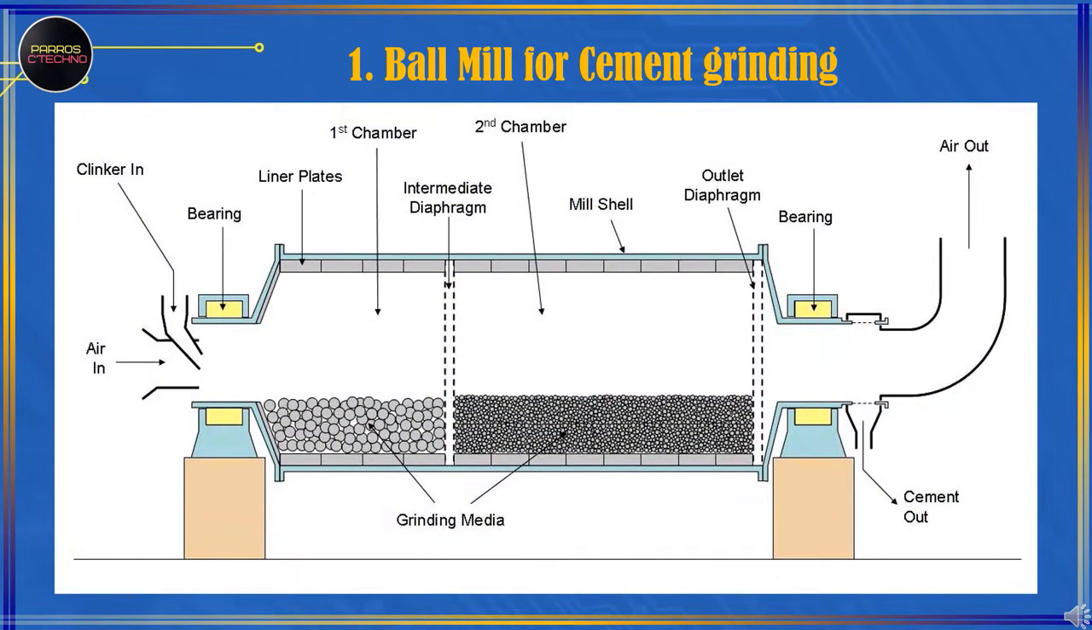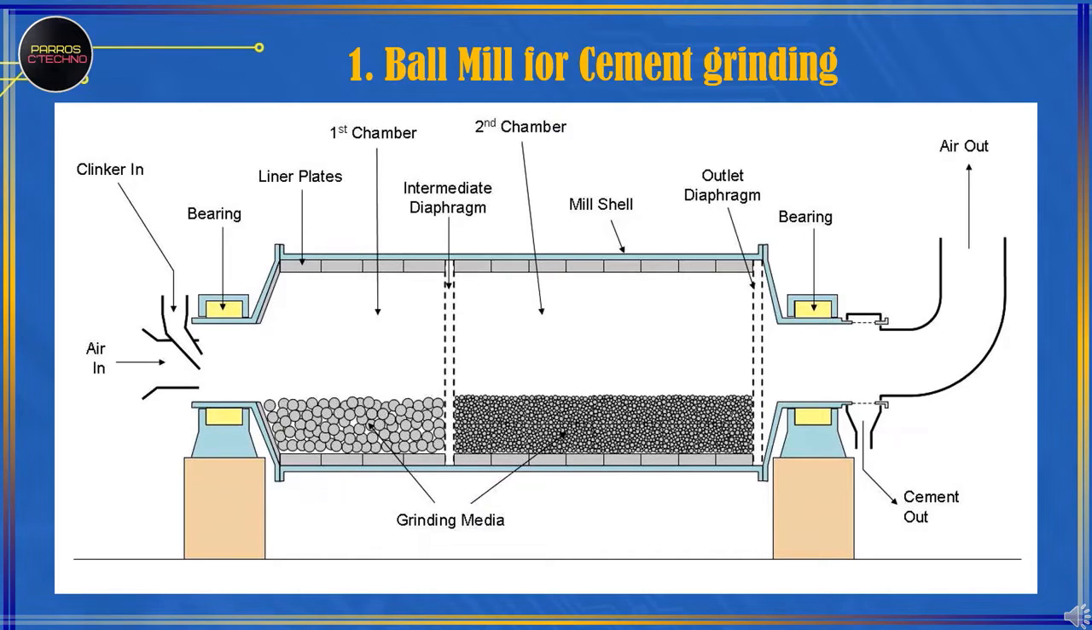This is an example of a ball mill design for cement grinding. A ball mill is a steel tube with a length of 3 to 4 times the diameter, the inner walls of which are lined with steel liners, and filled with steel balls of various sizes.